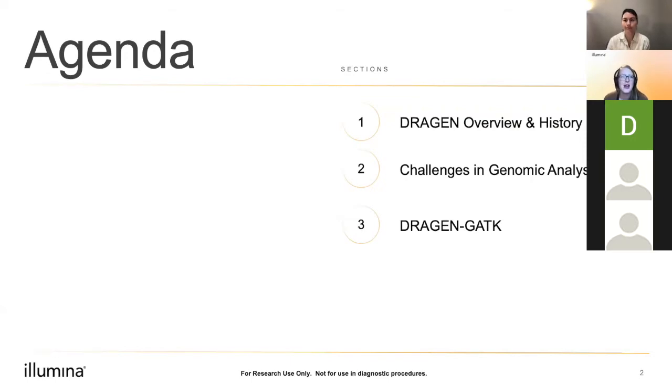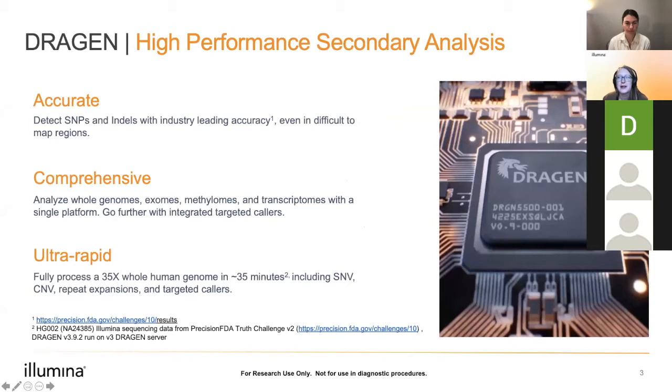Great. All right, so DRAGEN is a commercial software offering from Illumina that provides high-performance secondary analysis. And really, there's three key features that offer benefits to our users. First, it's accurate. It can detect SNPs and indels with industry-leading accuracy. And we can say that because of some recent challenges that we've competed in, like the Precision FDA Truth Challenge V2 for variant calling accuracy, where we won a few key categories on Illumina sequencing data by a pretty comfortable margin. And really, it's both our mapper and our variant callers that contribute to this accuracy.